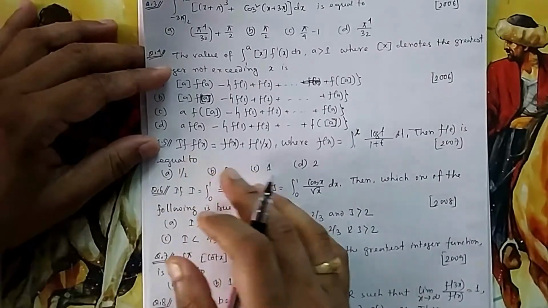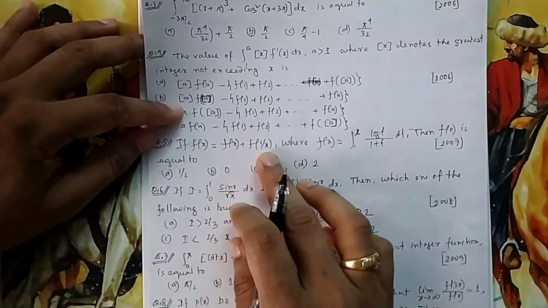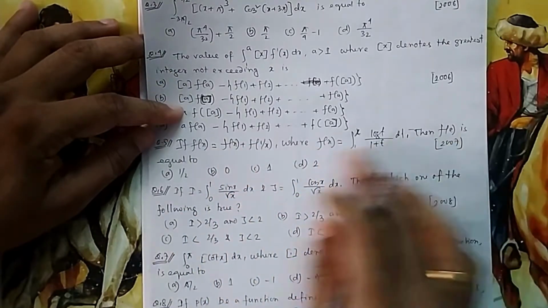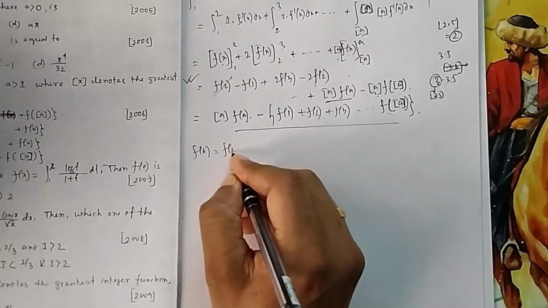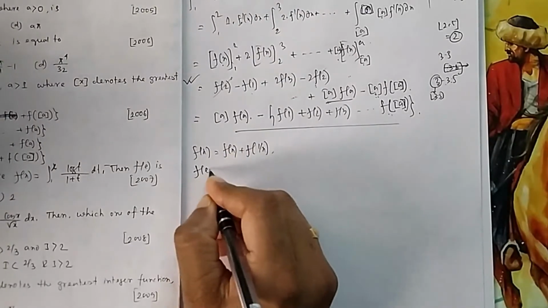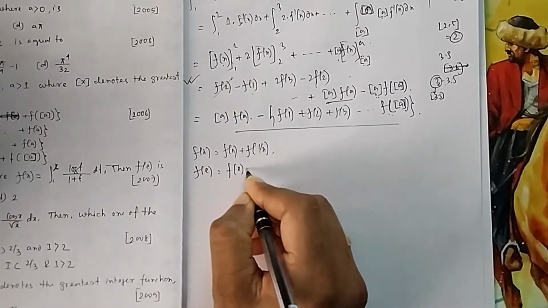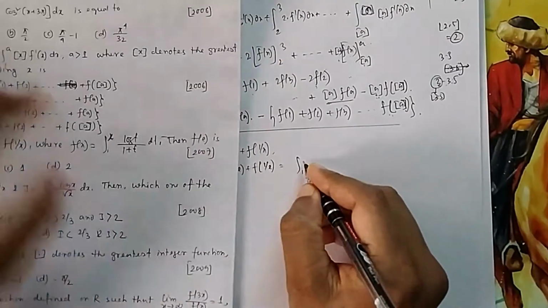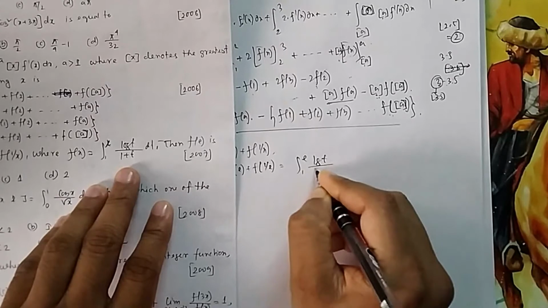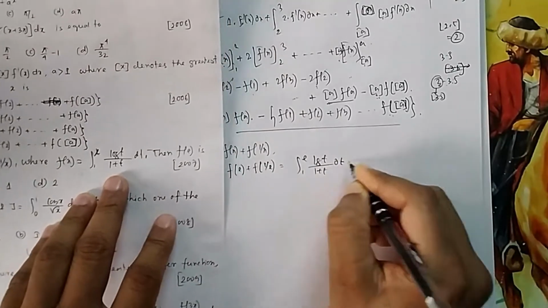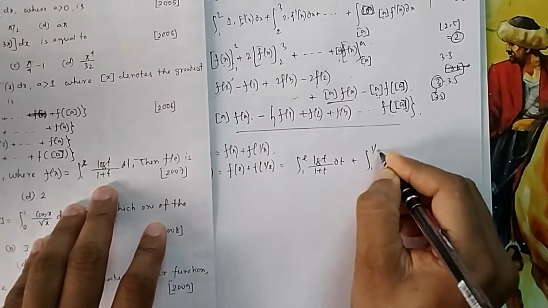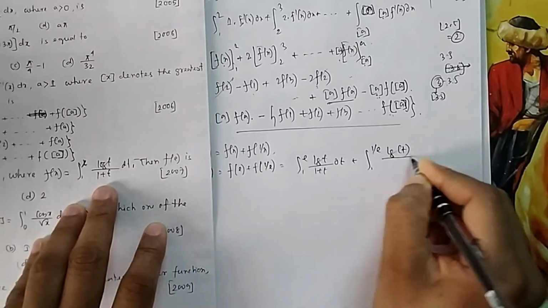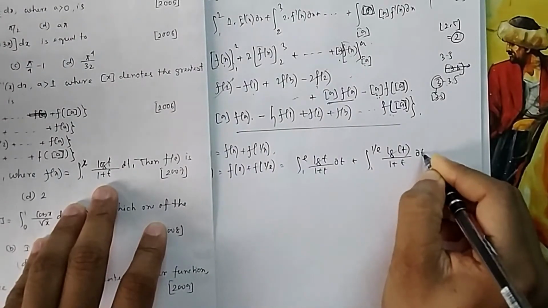Now if you come to question number 5: if f(x) equals the given integral plus f(1/x), then f(e) is to be found. So what will be your f(e)? f(e) will be equal to f(e) plus f(1/e), and they have already given f(x) in this fashion, so it will be the integral from 1 to e of log t by 1 plus t dt, plus the integral from 1 to 1/e of log t by 1 plus t dt.